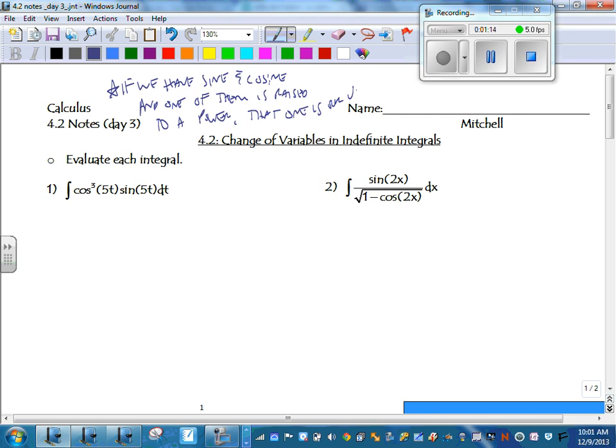So if we have cosine cubed of 5t, remember that's the same as cosine of 5t, that whole thing cubed. So we can think of that as this whole function here raised to the third power, so this inside part can be set as our u. So that's what we're going to do here. u is cosine of 5t.